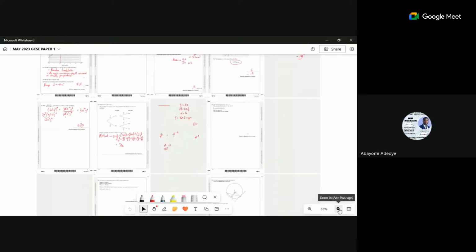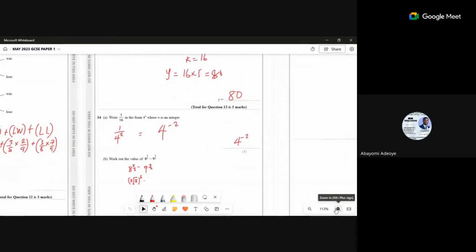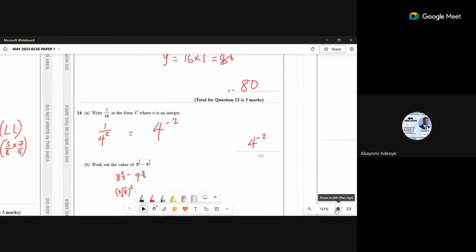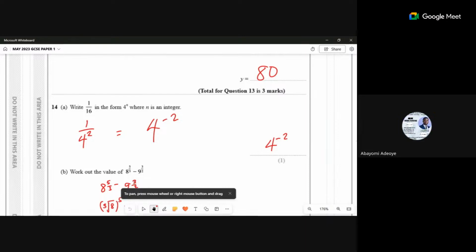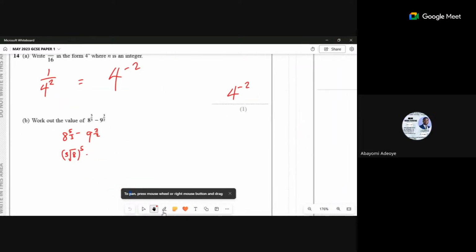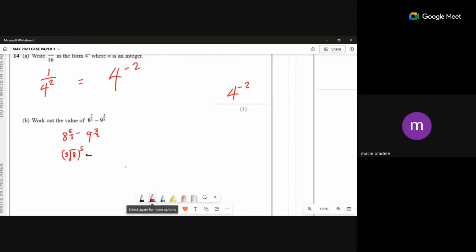$32. Okay. So the next one is what? Square root of 9 is what? 3. Okay. So 3 raised to power 2 is what? 3 to the power of 2 is 9. 3 raised to power 3, not 2. Oh, 9 times 3. So, 27.